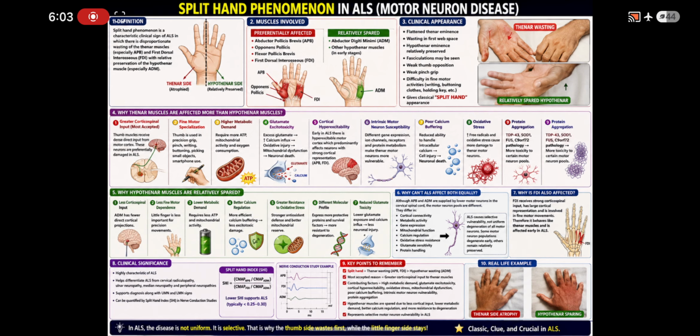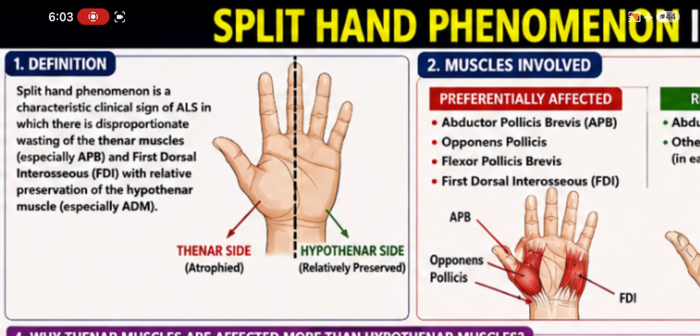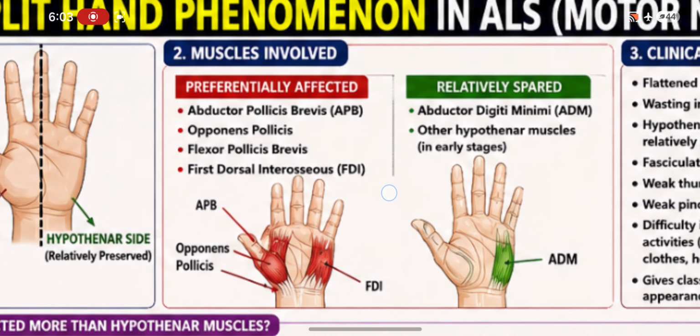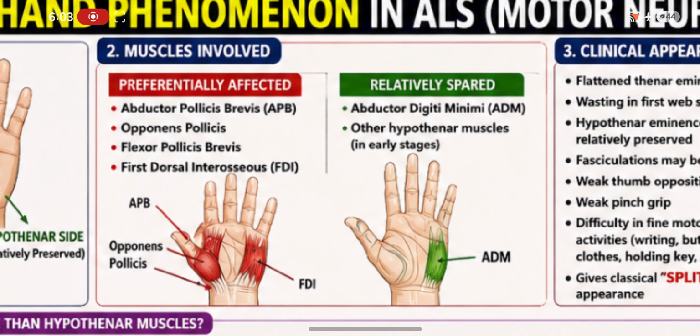This selective pattern of muscle wasting gives the hand a distinctive appearance and serves as an important bedside clue in diagnosing ALS. The muscles most commonly affected include the abductor pollicis brevis, APB, opponens pollicis, flexor pollicis brevis, and the first dorsal interosseous, FDI. These muscles gradually become weak and atrophic, leading to difficulty with thumb abduction, thumb opposition, precision grip, and fine finger movements.